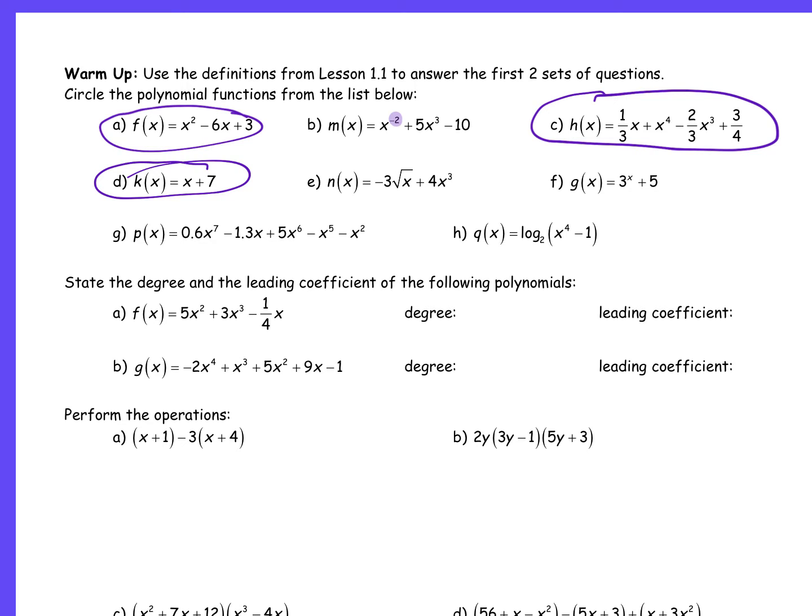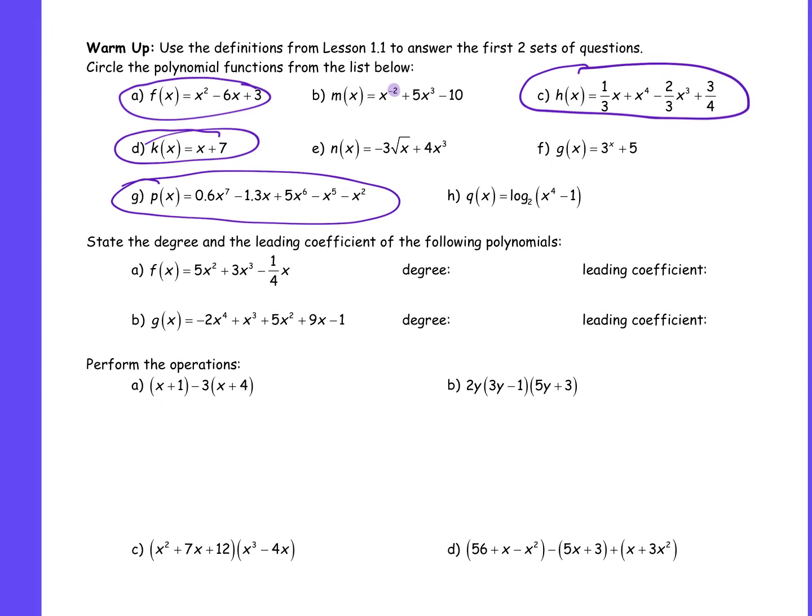It's not E. It's G, good. Yep, it's not E because I can't have a square root. And it's not F because I can't have my variable be an exponent. And it's not H because I can't have a logarithm, which we're going to learn about in a couple units. Okay.